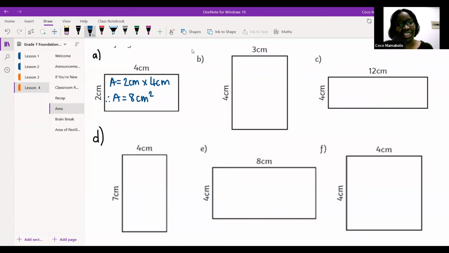Well done, Mbali. All right. Excellent. Master Chaba, do you want to do the next one with me? Ma'am, number B, we say A is equals to 4 centimeters times 3 centimeters. Good. Therefore, A is equals to 12 centimeters squared. Excellent. Well done, Master Chaba. All right. Nokwezi, let's do the next one together.